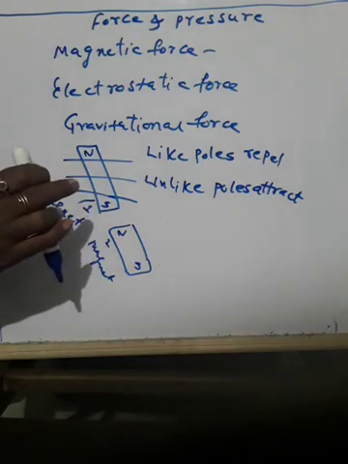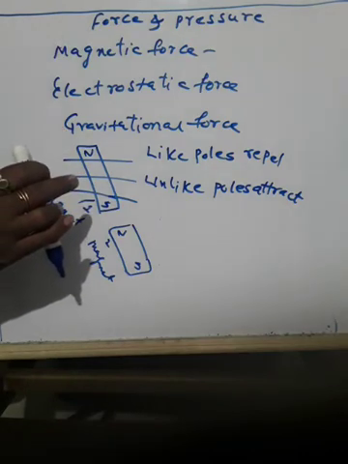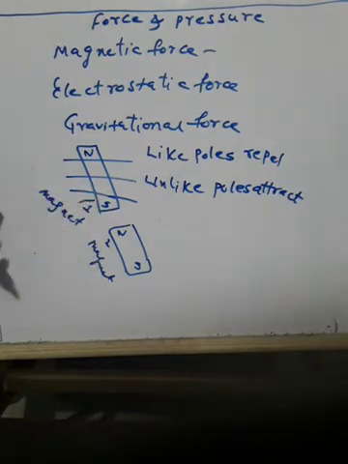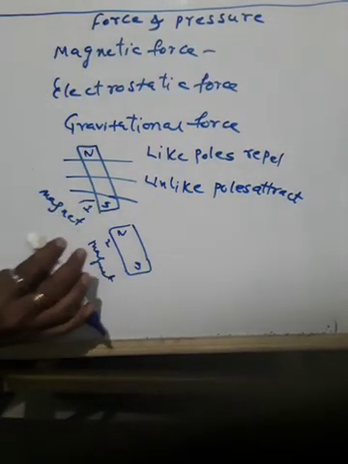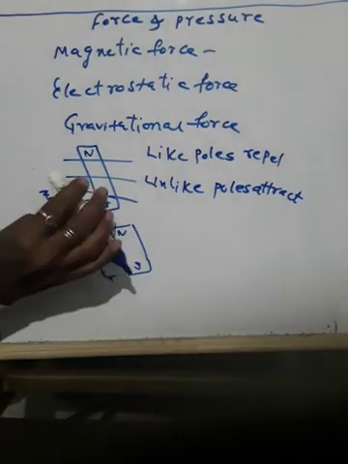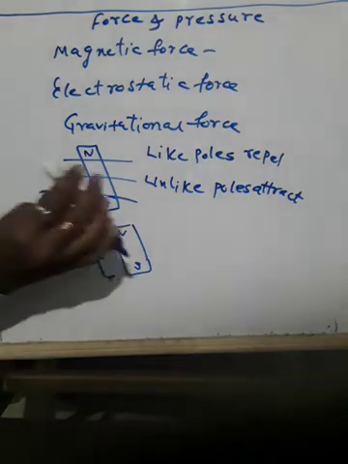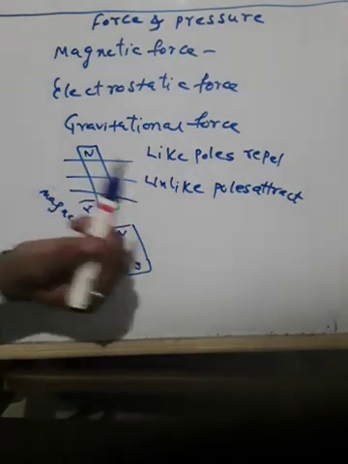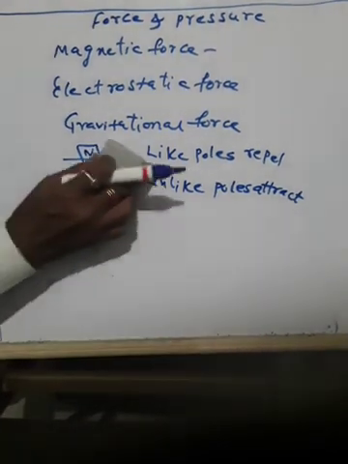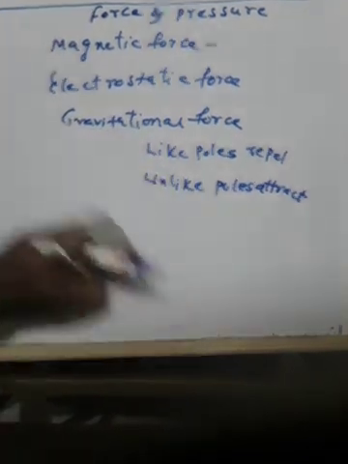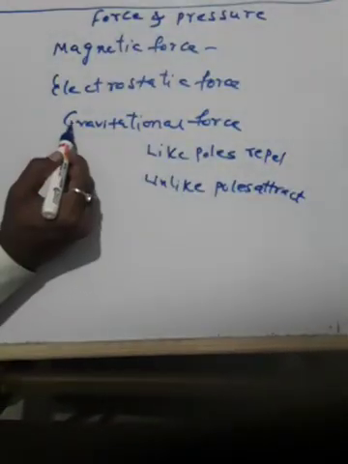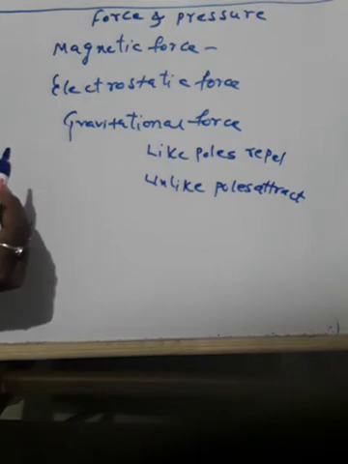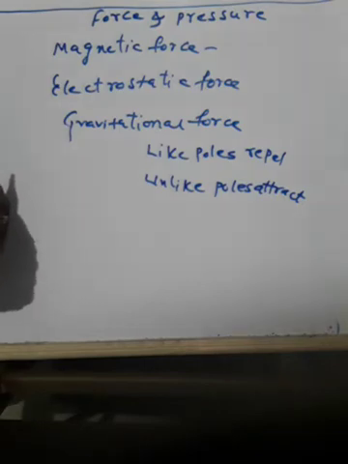So the force exerted by a magnet is an example of non-contact force. Without touching also you exert force, and such a force is called non-contact force. So magnetic force is also a non-contact force. One more example I will give. In your book they have given it already.